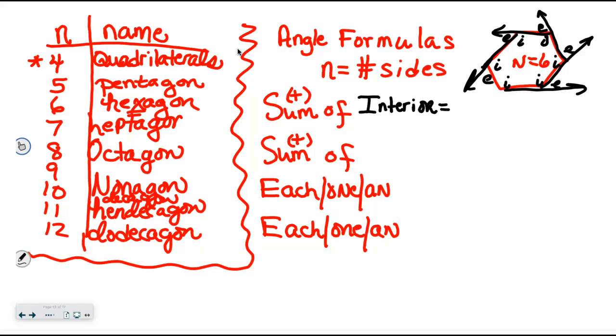Do you guys remember from 6.1 what we did? To find what they all add up to in there, we would take the number of sides. What would we subtract? 2. Yeah, it had to do with if I chop this up into triangles by doing consecutive diagonals like this, there would be 4 of them in there. So we do n minus 2 times 180. So if ever it asks you for the sum of the interior, that's what you'll use.